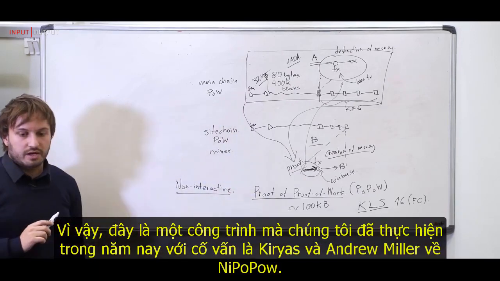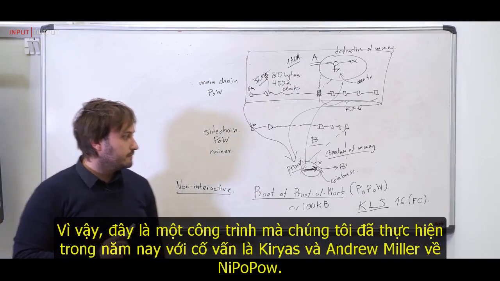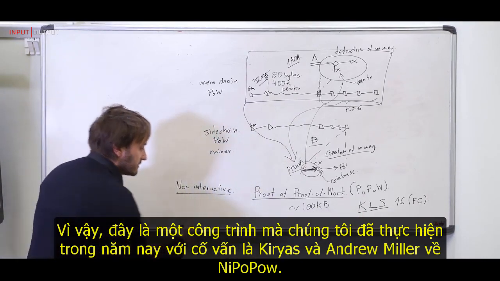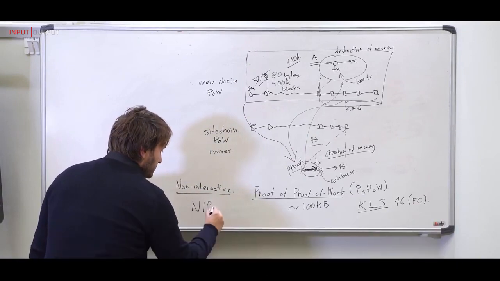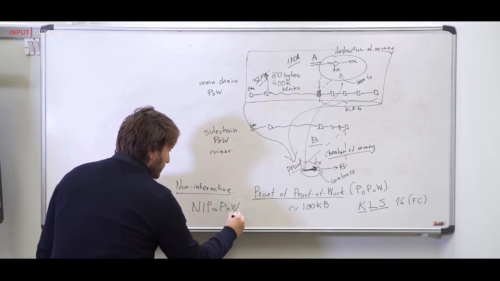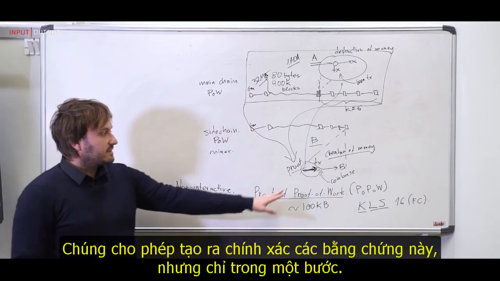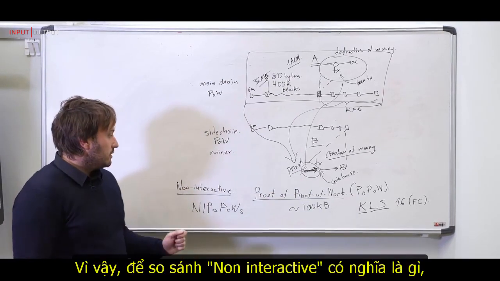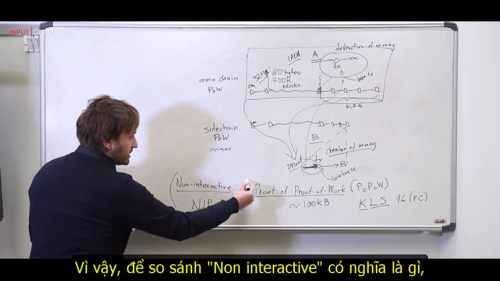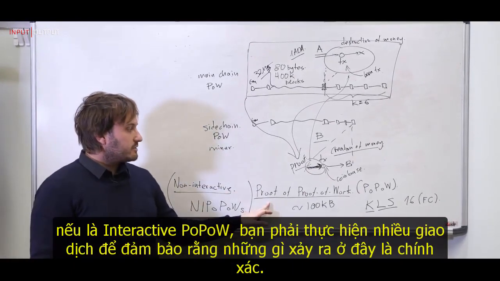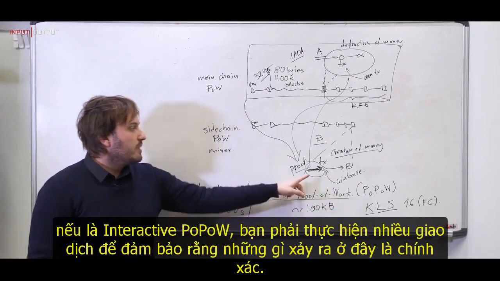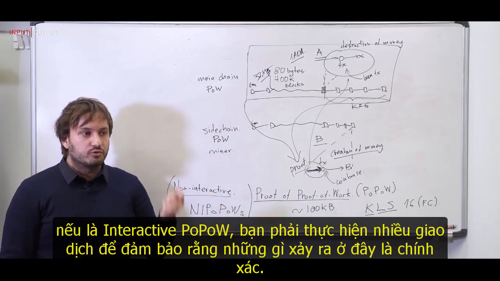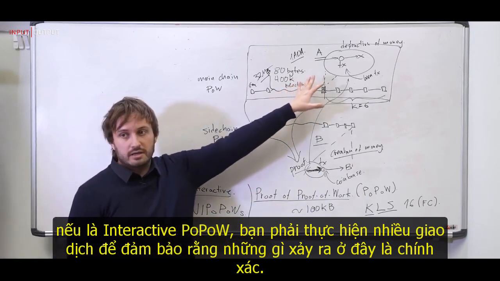So this is a construction that we made this year with my advisor Kiayias and Andrew Miller. And non-interactive proofs of proof of work, or NIPoPoWs, they allow the exact creation of these proofs, but in just one step. So to compare what non-interactive means, if you have interactive proofs of proof of work, you may need to do multiple transactions to ensure that you're proving that this took place correctly.